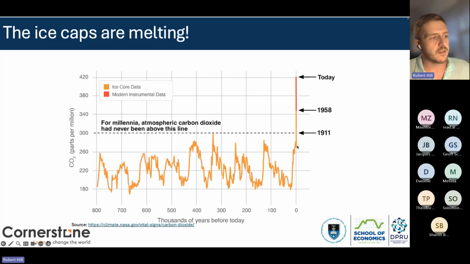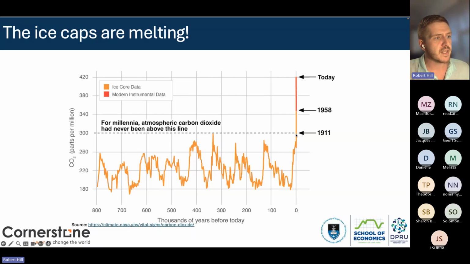But all of a sudden, not that long ago, maybe 20,000 years ago, things started to increase. We start to see an increase in carbon dioxide levels, and we see that between 1911 and today, we've just seen this absolutely massive uptick in carbon dioxide levels in the atmosphere.